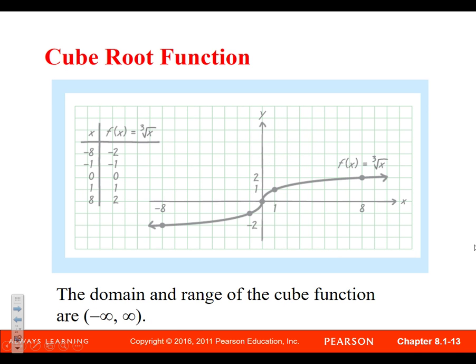Here's your cube root function. Very similar, except because in a cube root you have that odd index, that means you can get negative roots out of that. So that means it's also going to go in the other direction. So you can have both parts of it. These are a little bit less slopey, but you're going to have that S-looking shape.